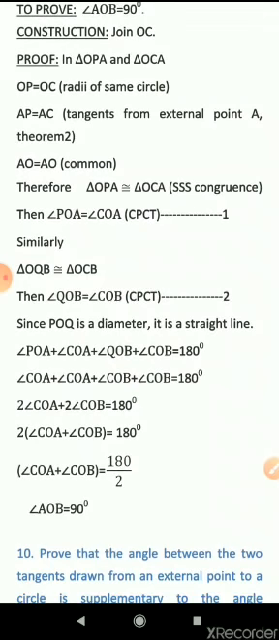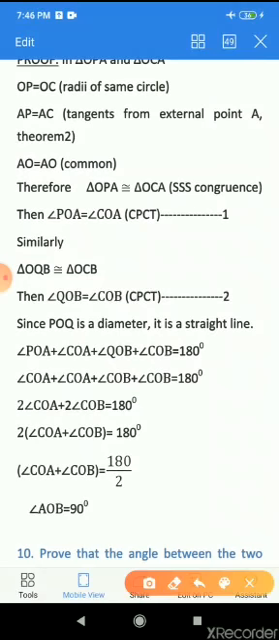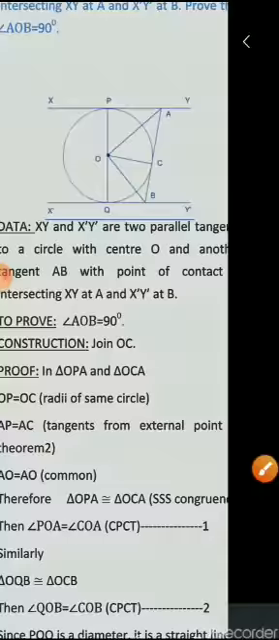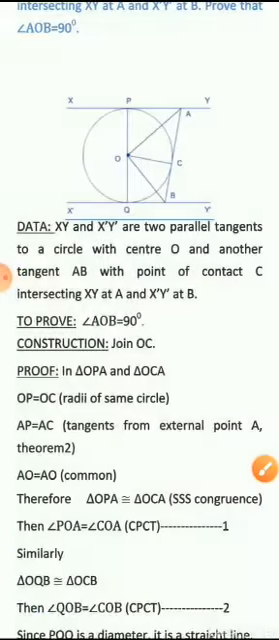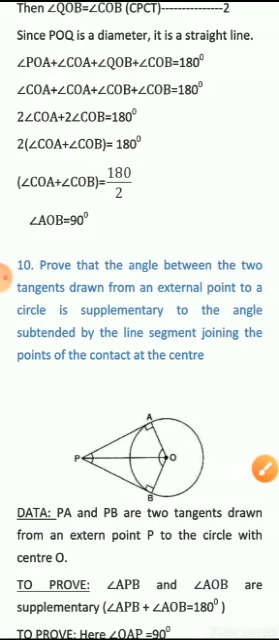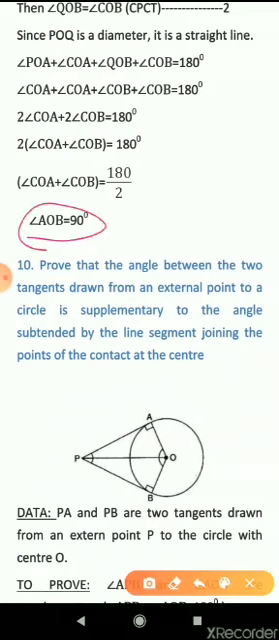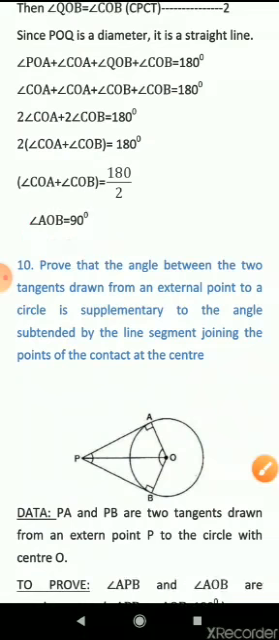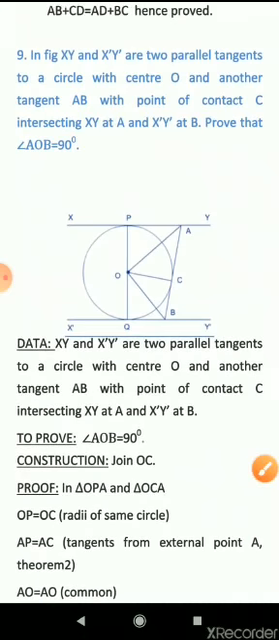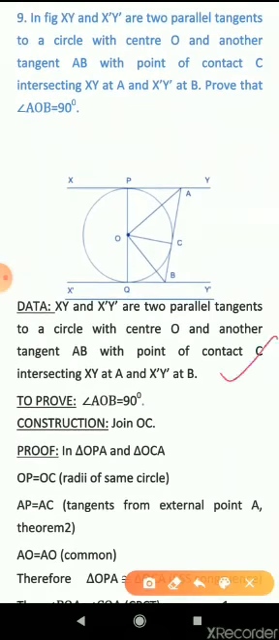But just observe this, COA plus COB. This is COA and this is COB. If we take these two together, it becomes AOB. So angle AOB is equal to 90 degrees. Again, whatever is given in the question, write it as the data, and whatever is to be proved, write it as to prove.